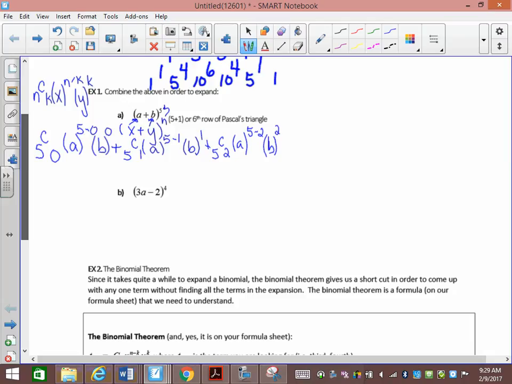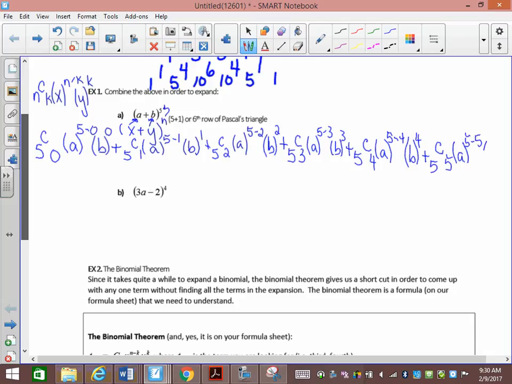Remember I told you we have to keep going till k is the same as your n? So we're going to have to keep going till k is 5. So for the fourth term, k is 3. So 5C3, a to the 5 minus 3, b to the 3, plus 5C4, a to the 5 minus 4, b to the 4. And then our last one, plus 5C5, a to the 5 minus 5, b to the 5.